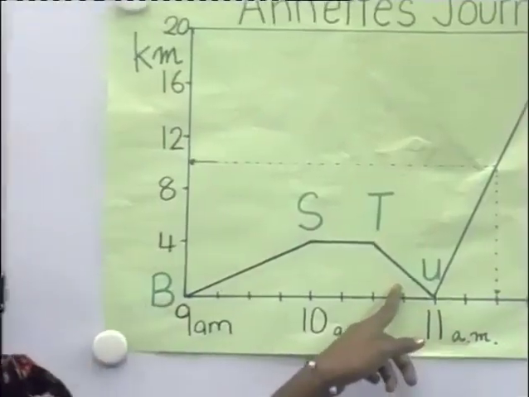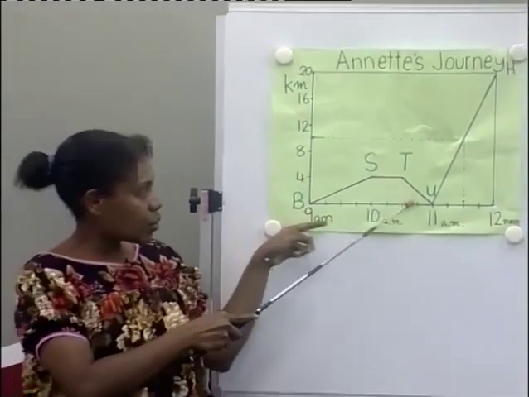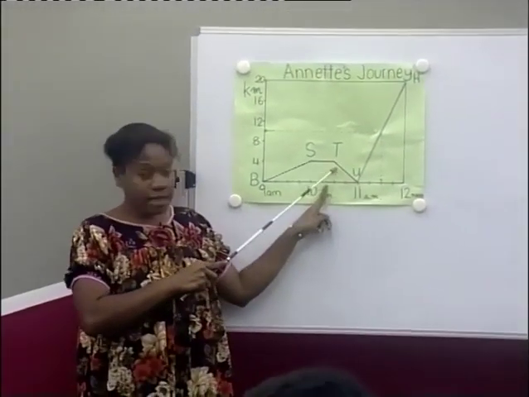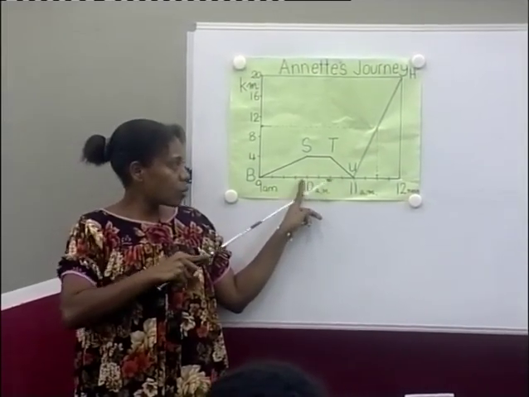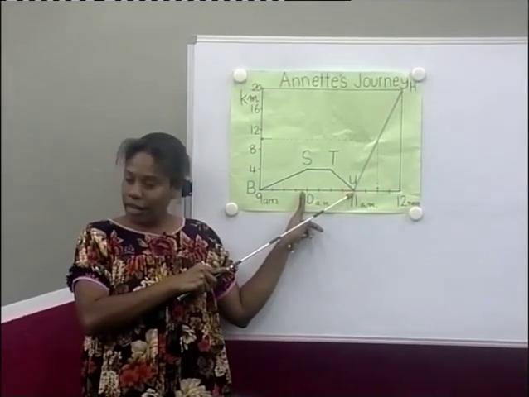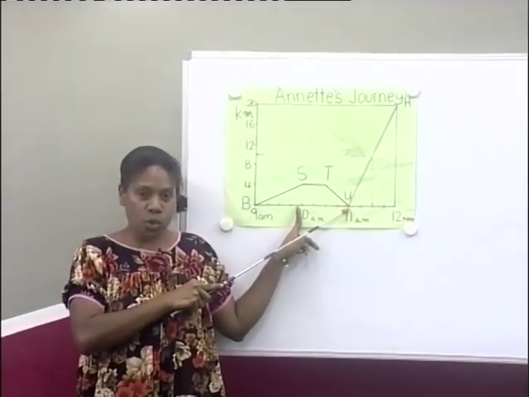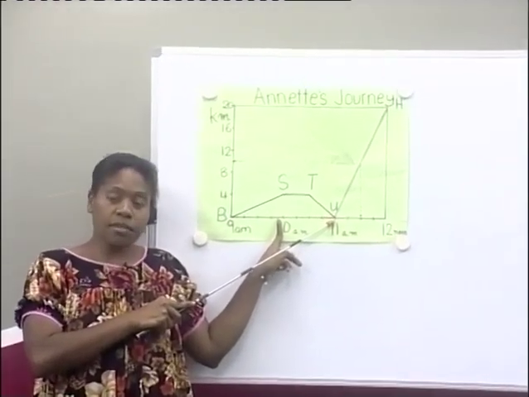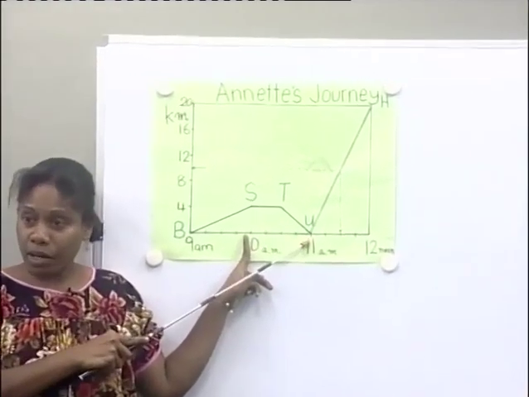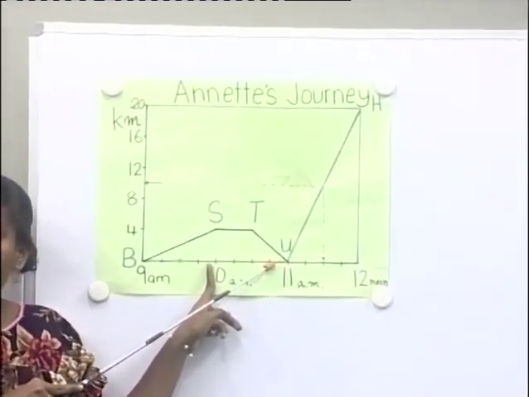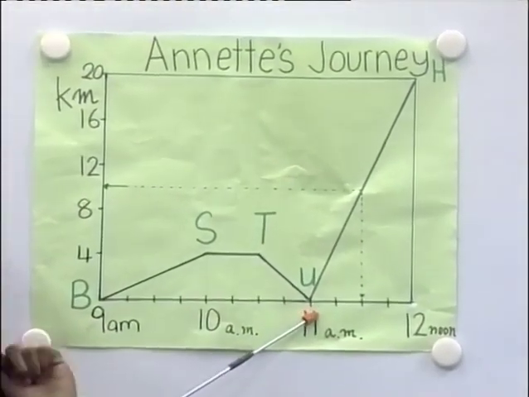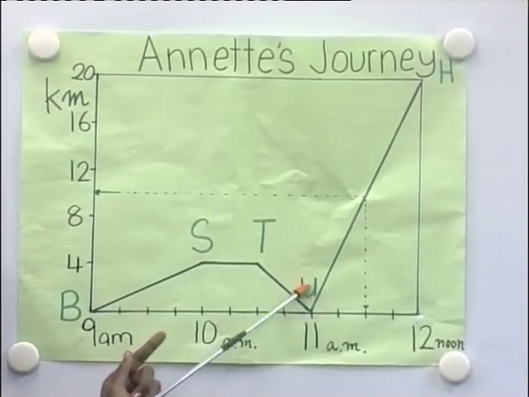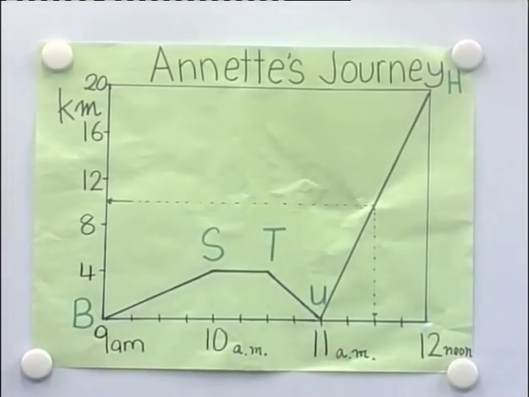All right, find the speed from T to U. Okay, look here. You look at your timing. From here to here is 1 hour. So that means it's not 4 kilometers per hour. It should be? No. 4 kilometers in half an hour. 4 kilometers in 30 minutes.